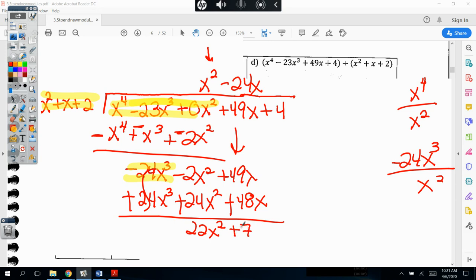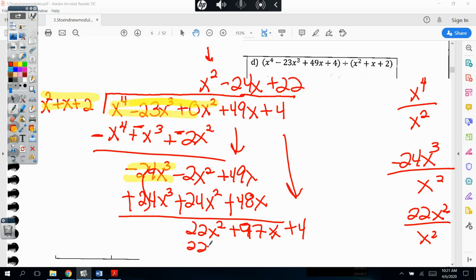Plus 97, right? 97x. Drop the plus 4. And last time, how many times does x squared go into 22x squared? 22 times. 22x squared plus 22x plus 44. Change all the signs.